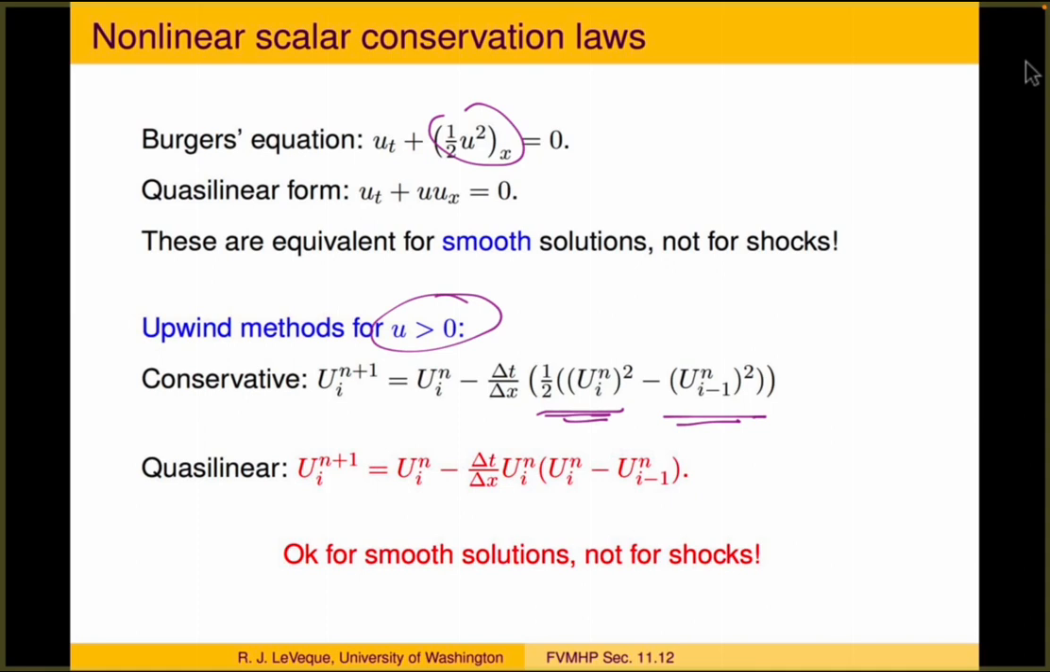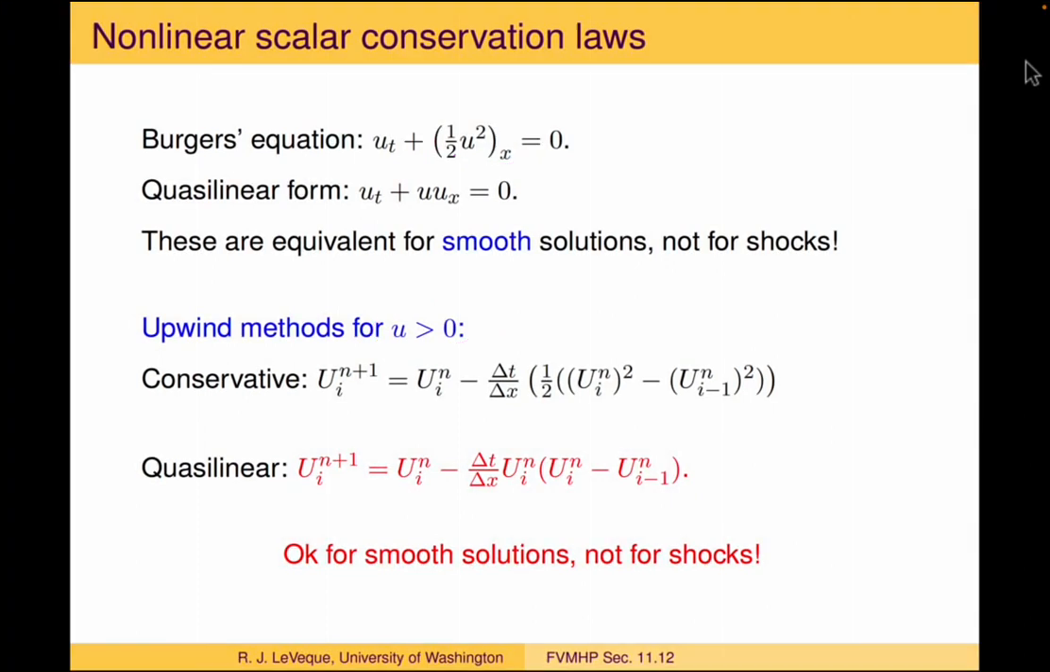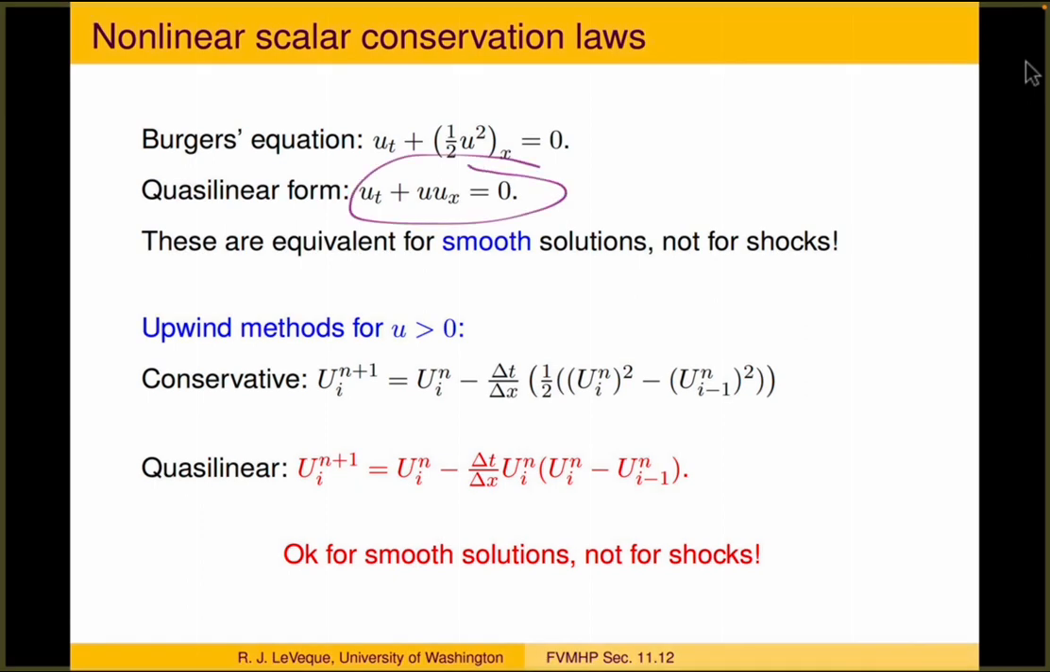On the other hand, if we started with the quasi-linear equation that sort of looks like an advection equation, but where the advection velocity is the same as the solution, and discretize it by u_i^n, the advection velocity, times the jump in u in the upwind direction, that would be a natural generalization of the advection method. Then for smooth solutions, that would work perfectly well. Either one of these is first order accurate, and they'd probably give very similar solutions.